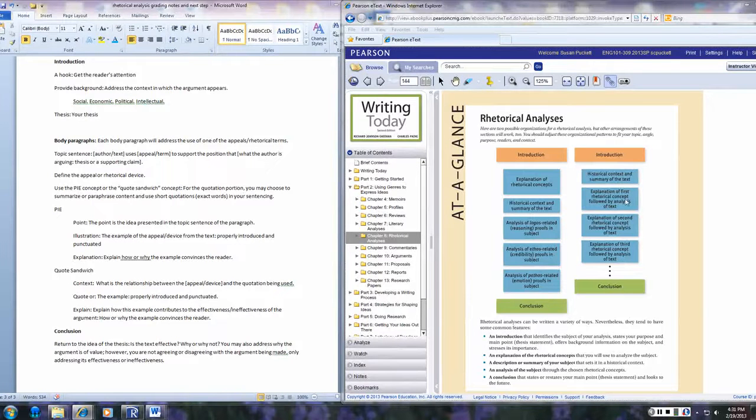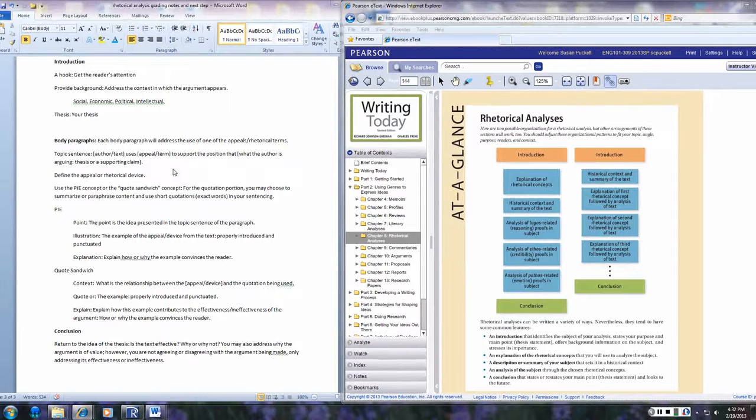You explain the rhetorical concept, provide a definition, and then you give examples from the text and show whether or not they are effective. So the topic sentence says that the author or the text, the advertisement or the author's name, uses the appeal or the term to support the position that. Then define the appeal or the rhetorical device.